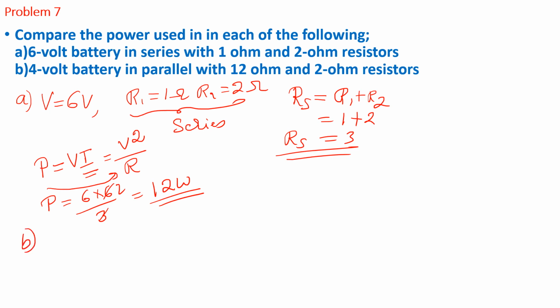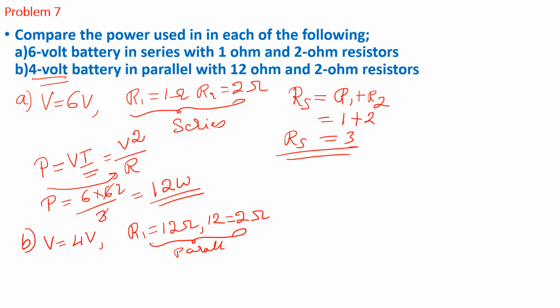Given a 4 volt battery. So voltage V equal to 4 volt and in parallel with 12 and 2 ohm resistors. So there are two resistors connected in parallel, that is R1 is equal to 12 and R2 is equal to 2, both are connected in parallel.